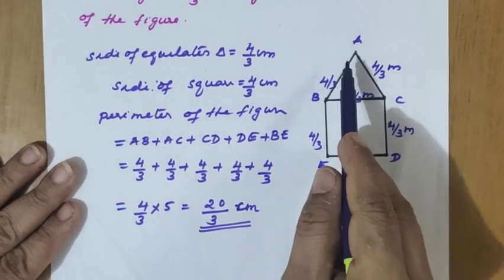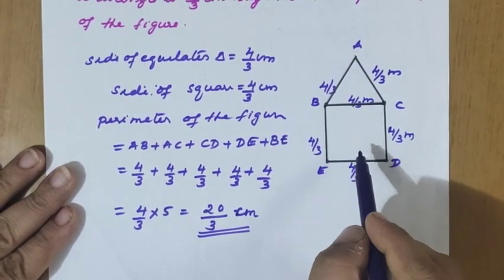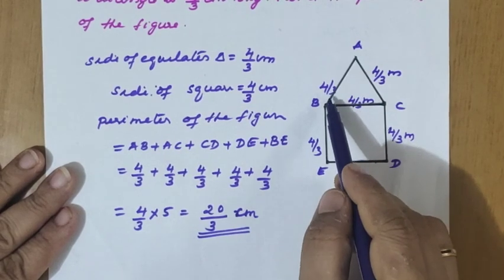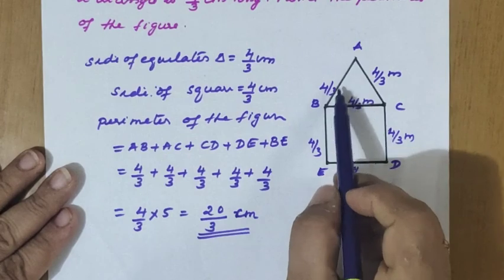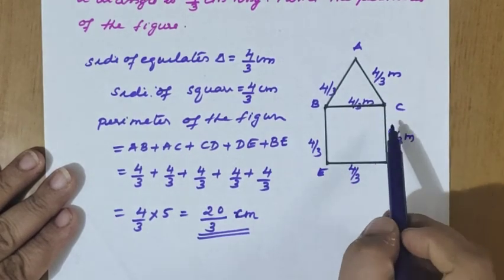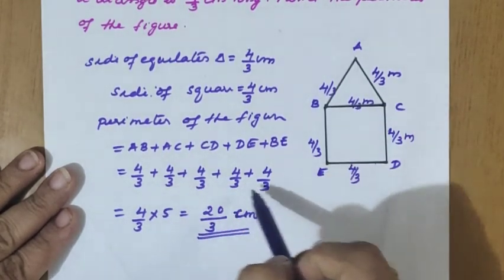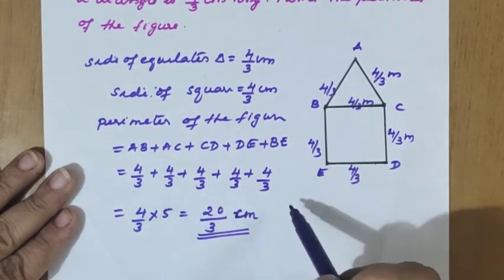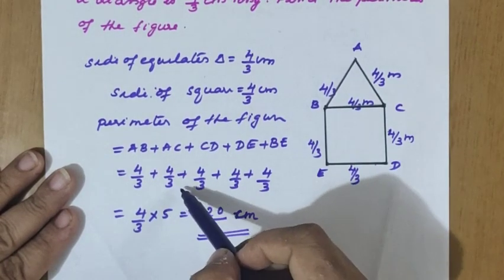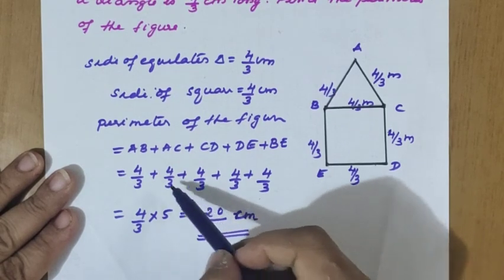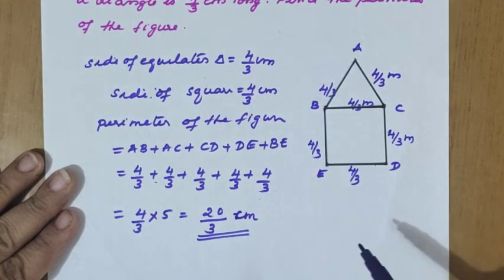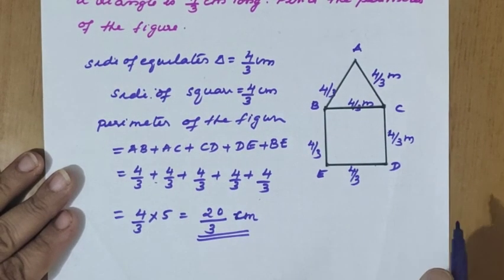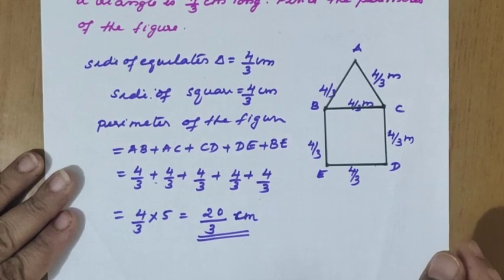So what should we do? Outside the figure, only the boundary we have to add, which is the perimeter, meaning the sum of all the sides on the outside. AB, AC and CD, DE and EB. All the 5 sides are to be added. You can add, or since it's a repeated addition, it's a multiplication. How many times is it repeated? 5 times. So 4 by 3 into 5 is equal to 20 by 3 centimeter. With this, I am winding up the chapter fractions and decimals revision. Thank you.